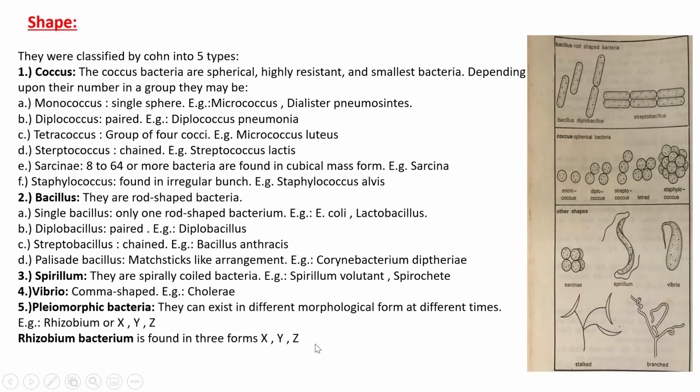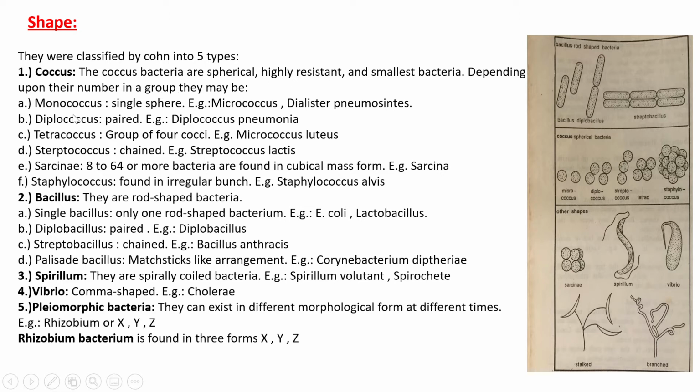Then we will move to the shape of bacteria. Here we see in the diagram how the shapes of bacteria look, and we will see them in detail. These are classified into 5 types by Cohn. The first type is coccus, circular looking. The cocci are spherical, highly resistant, and the smallest bacteria. Depending upon the number in the group, they may be of several kinds.